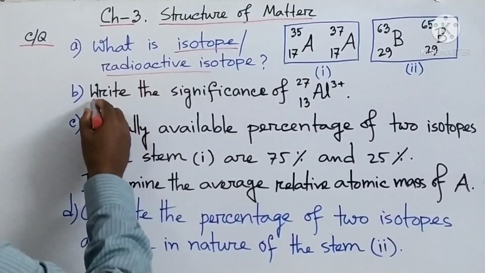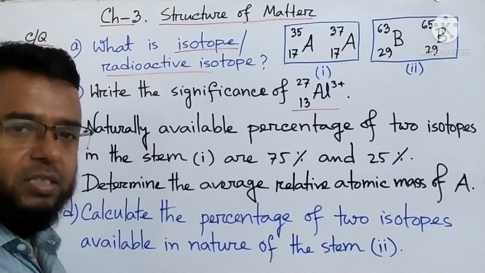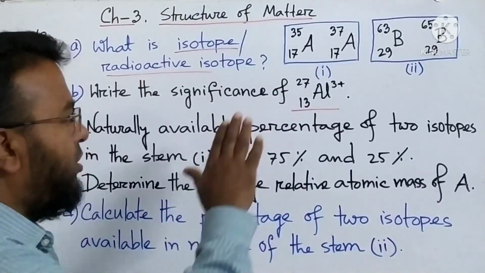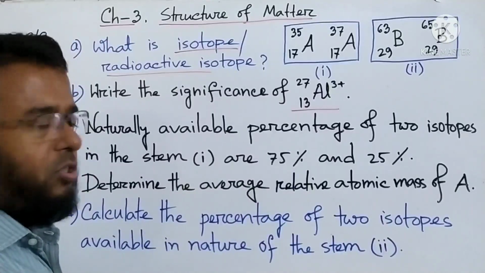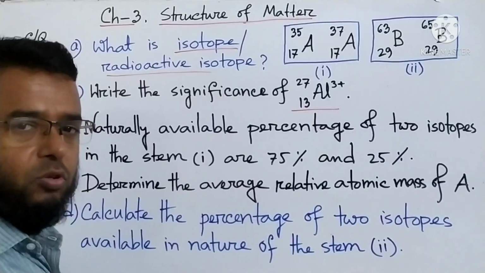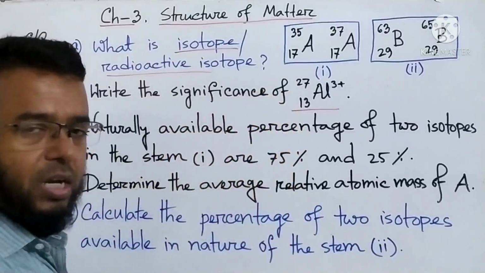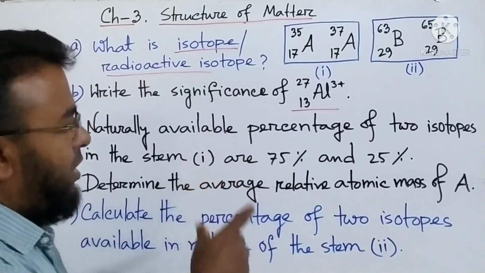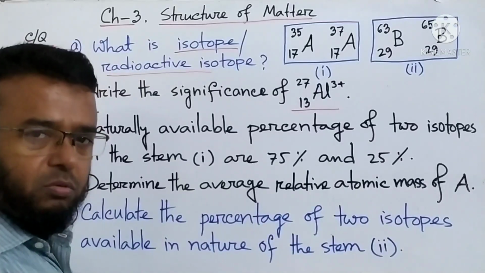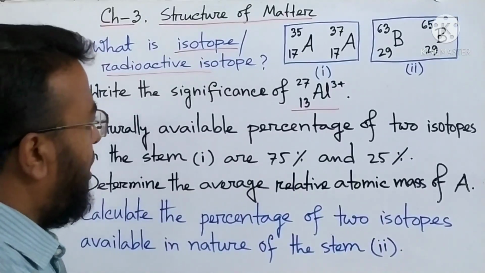Then number B, I have written the significance of aluminum 3 plus, atomic number 13, mass number 27. We have to write the significance of this symbol. It may be a formula also. If the formula of H2O or H2SO4 is given, then we have to write the significance accordingly. Then it may be other types of questions: the overall charge of an atom is 0, and Maxwell's theory about the Rutherford atomic model, like this.